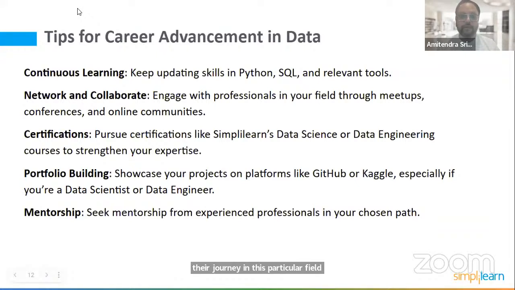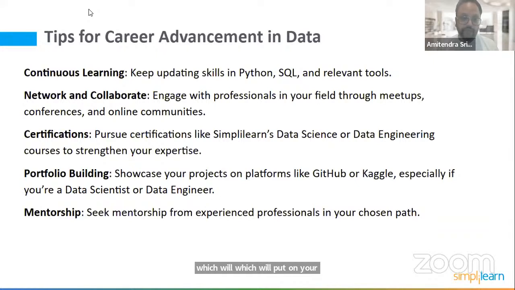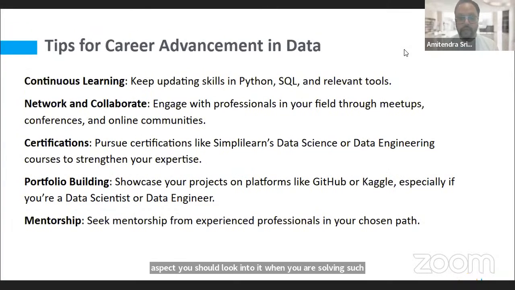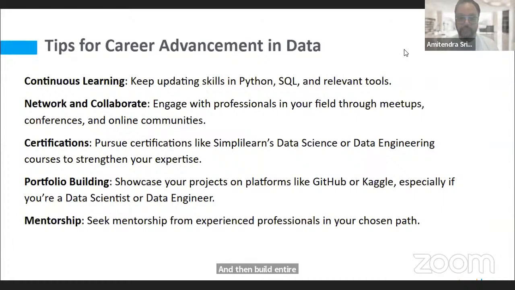Then certification, look for certification, as that adds a lot of value to your resume. It not only proves that you have learned something, but it validates your learning. So that's very important. So go for whichever valid certification is there, like Simplilearn's data science or data engineering courses, which will put on your CV that you know the subject very well and you are able to implement it. Portfolio building, another aspect you should look into. When you are solving certain complex problems, you might pick up certain case studies from Kaggle, and then build an entire portfolio. Probably maintain a GitHub page for yourself, and then maintain all the work that you have done.